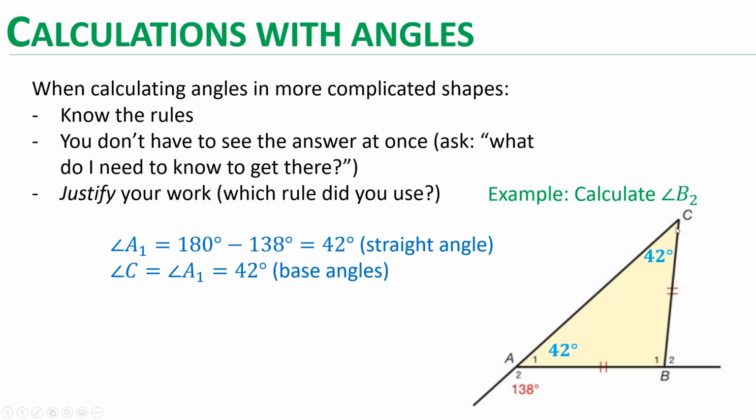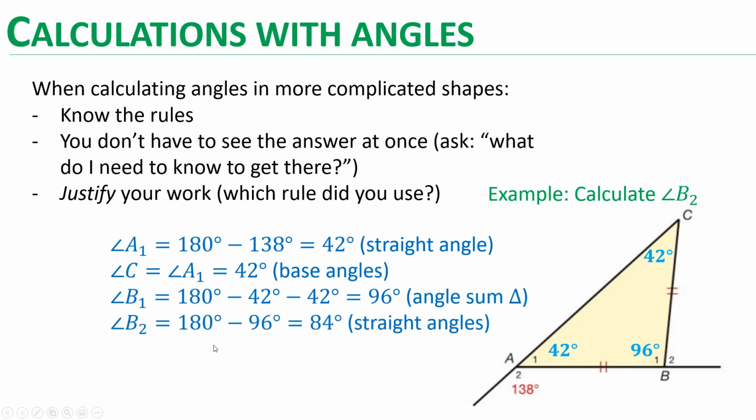And now I know 2 out of 3 angles in this triangle. So I can use the angle sum rule to calculate angle B1. It's going to be 180 minus 42 minus 42, which equals 96 degrees. And now that I know B1, I can calculate B2, because B2 is going to be 180 minus 96, which is 84 degrees, because both form a straight line, so they are a straight angle, singular. And that's my answer, 84 degrees.